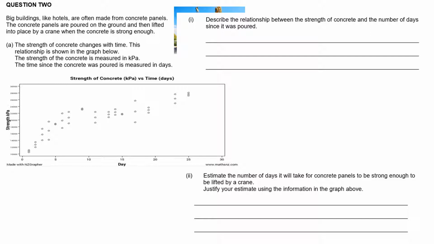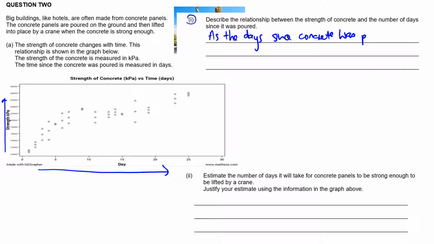So now they are expecting you to be concrete experts. It's a bit rough, but anyway. What you're asked to do is describe the relationship. So really, as the number of days go on, the strength increases. As the days since concrete was poured, the strength increases. That's your basic achieved tick for that one.